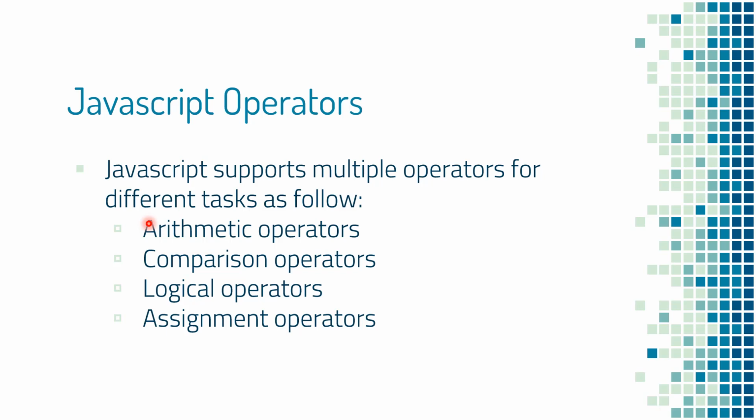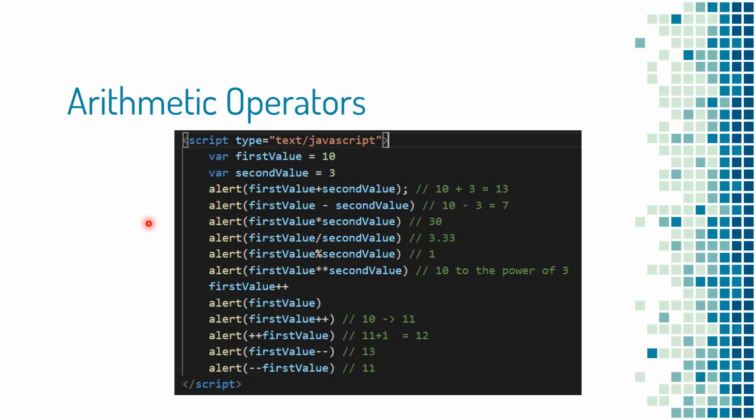Another important thing in JavaScript is operators. Operators means that when you are trying to achieve some task in JavaScript, you need some help from symbols that have special meaning. JavaScript supports multiple kinds of operators. It supports arithmetic operators, where you can do mathematical operations. It supports comparison operators. It supports logical and assignment operators, and we will see all of them right now.